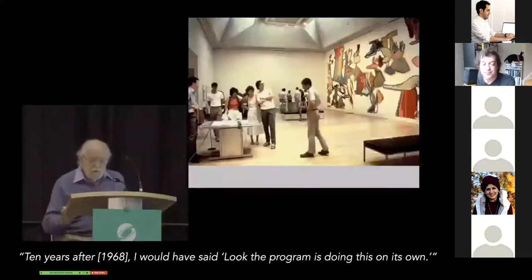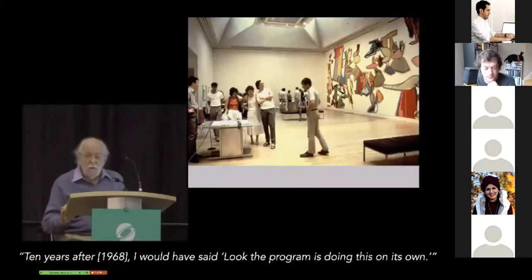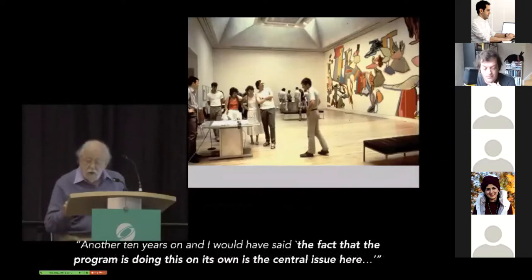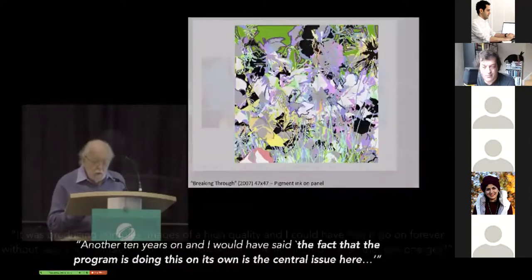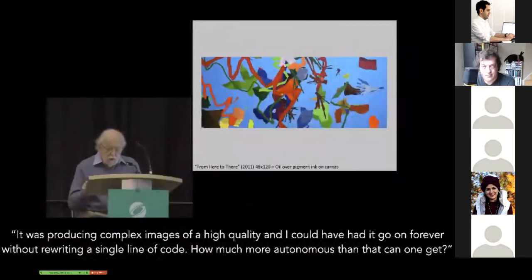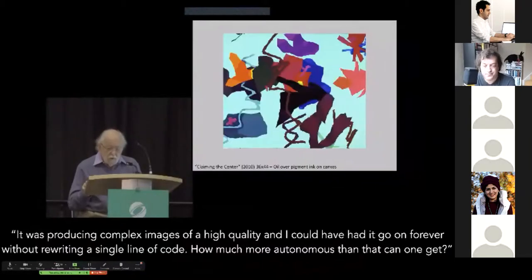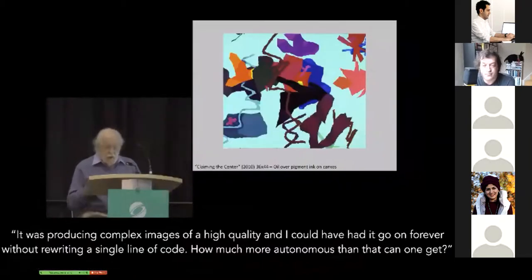Ten years after that, I would have said, look, the program is doing this on its own. Another 10 years on, and I would have said, the fact that the program is doing this on its own is the central issue here. It was producing complex images of a high quality, and I could have had it go on forever without rewriting a single line of code.